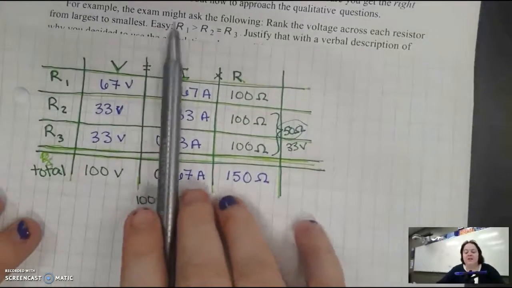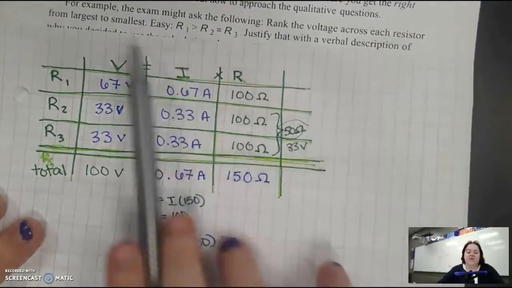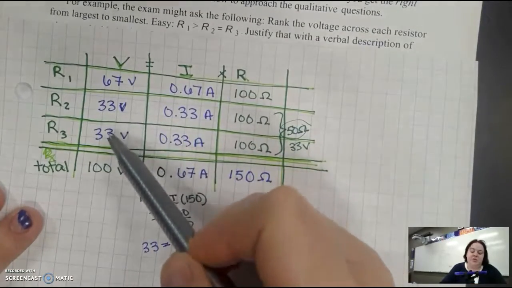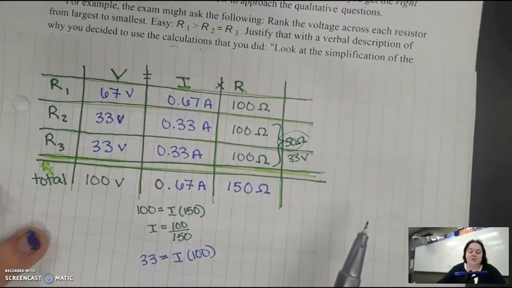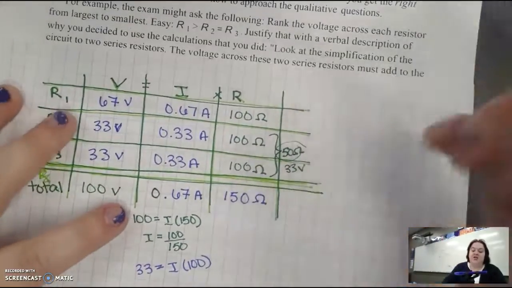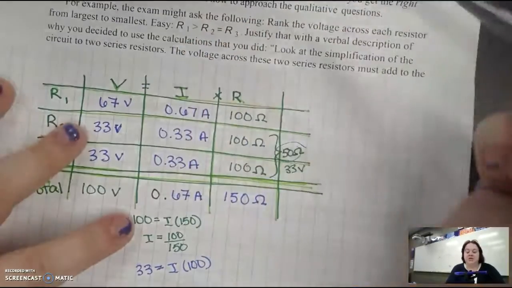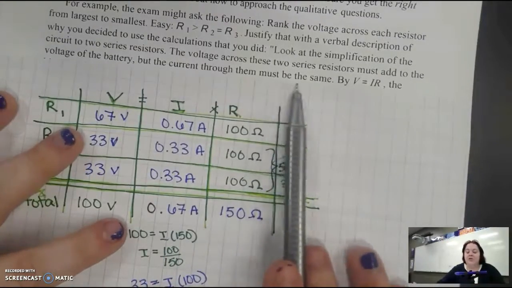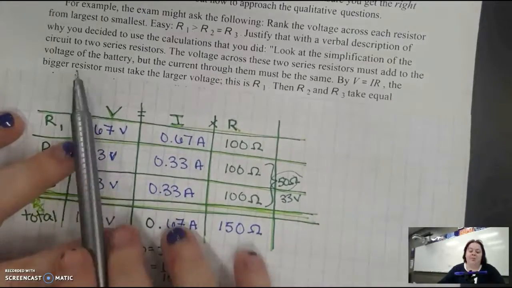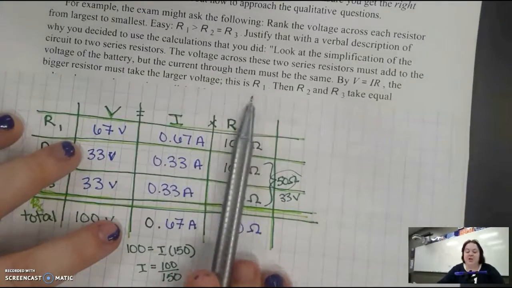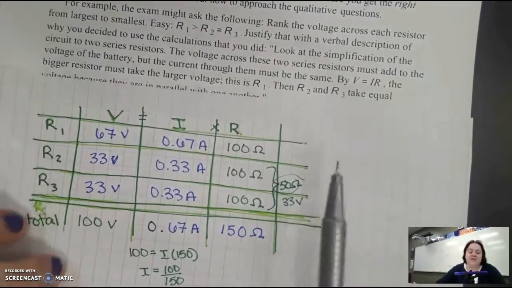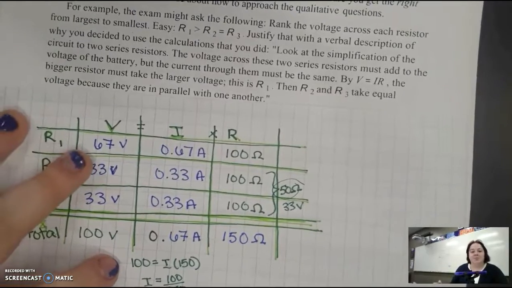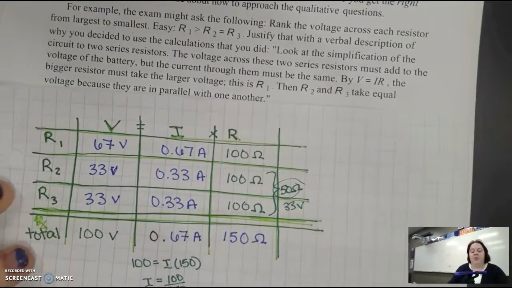For example, the exam might ask the following. Rank the voltage across each resistor from largest to smallest. It would be R1 is greater than R2, which is equal to R3. Justify that with a verbal description. You would say what you just did. Look at the simplification of the circuit to two series resistors. The voltage across the two series resistors must add to the voltage of the battery, but the current through them must be the same. By V equals IR, the bigger resistor is going to take the larger voltage. This is R1. Then R2 and R3 take equal voltage because they are in parallel with one another. So you're using things from the fact book and backing them up with the ideas from your table.